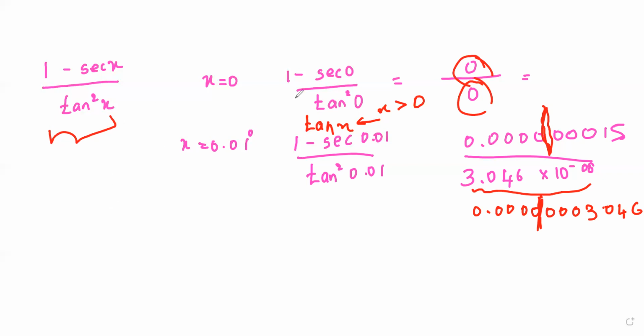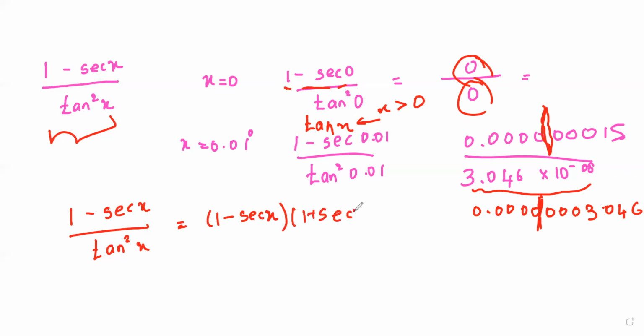So here we are going to change these formats. First of all, we need to change the 1 minus sec x part, and after that we need to change the tan x part. So how to change that? Please pause the video and try it on your own. Okay, let's try that. So 1 minus sec x divided by tan squared x. We have already learned from trigonometry that we can easily multiply it by 1 plus sec x on both sides. So (1 minus sec x)(1 plus sec x) over tan squared x.